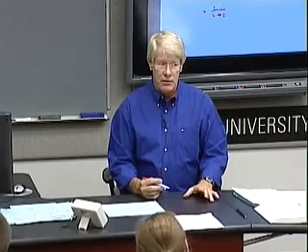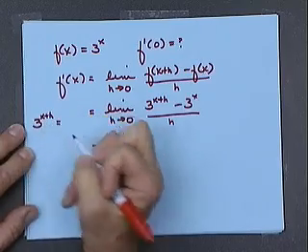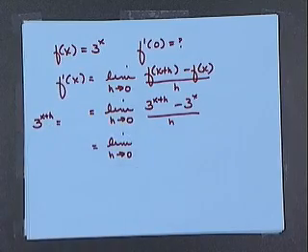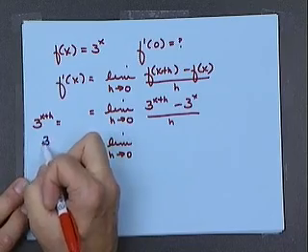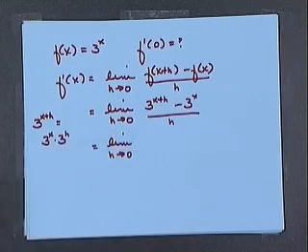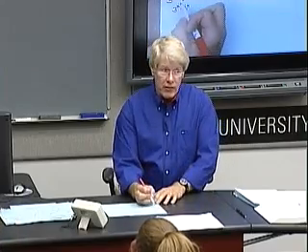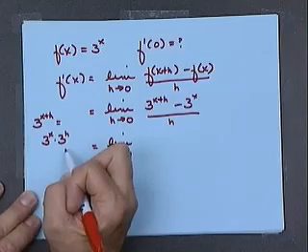So we might want to rewrite 3 to the x plus h. Kind of a little reverse algebra here. 3 to the x times 3 to the h. Is that true? Because normally you go the reverse of that, right? If you see the product of two things with like bases, you add the exponents. So if that's true in that direction, it ought to be true in the reverse direction.